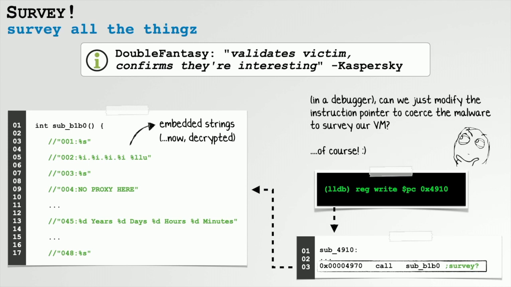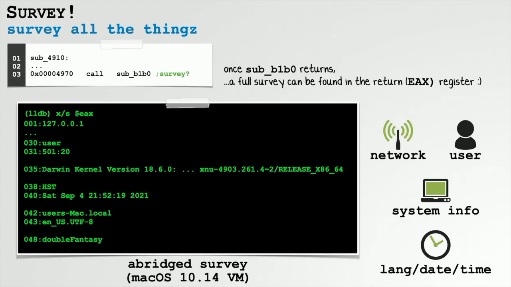We basically just load the malware in a debugger and then manipulate the instruction pointer to point to a function that calls the subroutine. If we then execute this subroutine, it turns out that once it's done surveying, it returns the survey, which, if you took the training or you're familiar with malware analysis and reverse engineering, you know the return value of a function can be found in the EAX or RAX register.